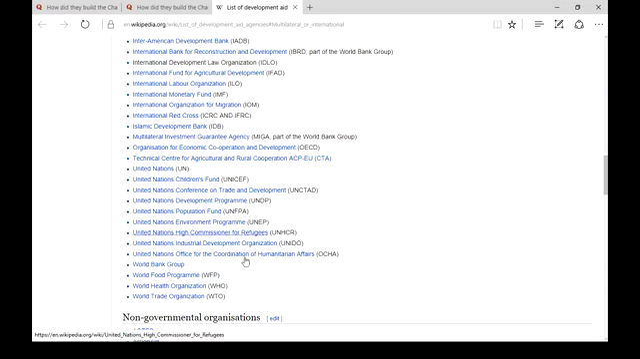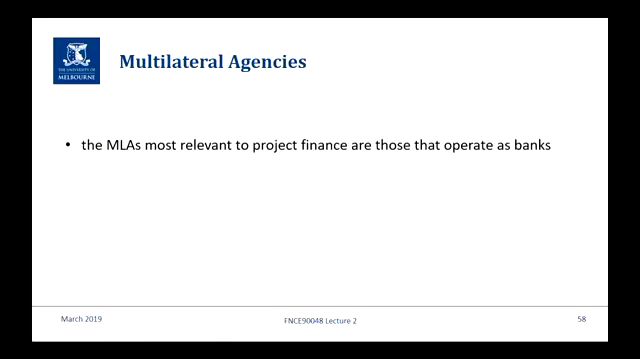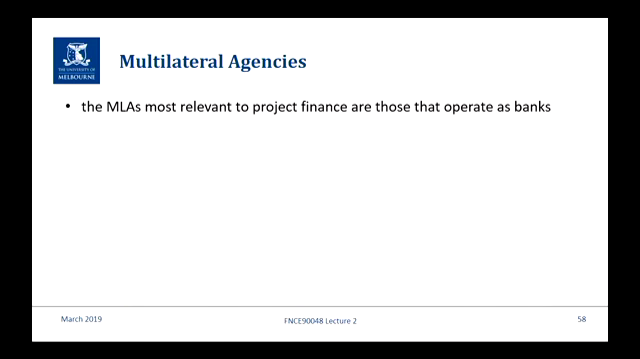The World Bank, the World Health Organization, the World Trade Organization, Colombo Plan, lots of different banks, and a lot of them have development or infrastructure in their names. So these are what I'm talking about when I talk about the multilateral agencies. The ones that are most relevant to project finance are those that, as we saw, call themselves banks, and they effectively operate as banks, but again, banks that aren't driven by the profit motive.